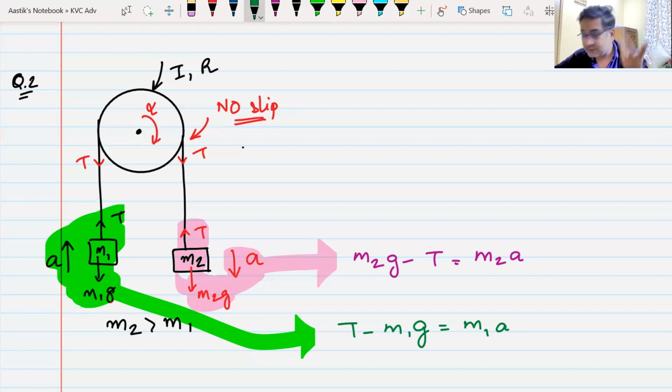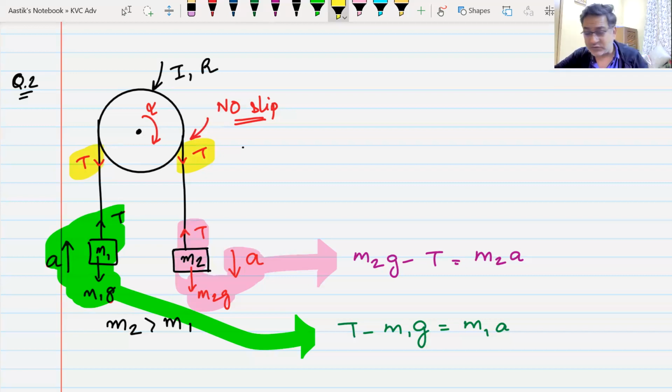Something is wrong. This question is same as that Atwood's machine, which we had done. Two equations, two variables, done, but here the pulley also rotates. How can the pulley rotate? As long as the tensions on both sides are equal, the pulley cannot rotate. There is no friction on the pulley. That is why the tension is the same, and that is why the pulley does not rotate.